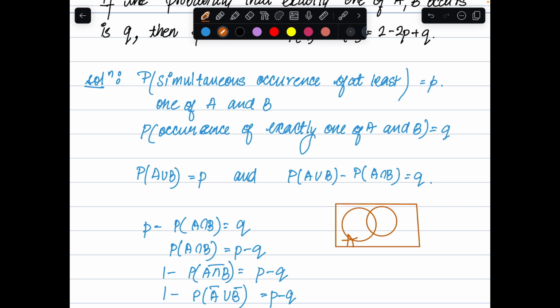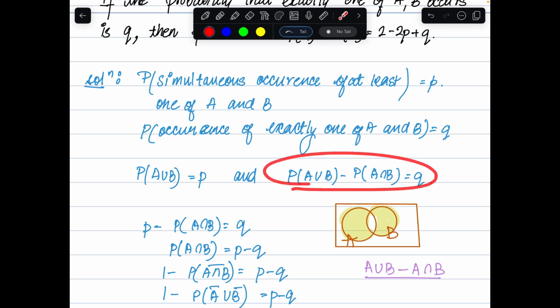So let us consider this is A and this is B. Then the part they are actually talking about is this part. Exactly one of them should occur. So either this part should occur or this part should occur, right? They are not intersecting at all. Now how can we write the same thing? We can write A union B, and from the total just subtract the intersection part. And that's what we have written over here. So P of A union B minus P of A intersection B is Q.